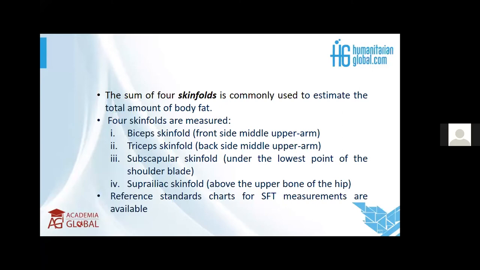So bicep skin fold. Then we also have the tricep skin fold. That's the backside of the middle upper arm. We have the subscapular skin fold just under the lowest part of the shoulder blade. Behind there, under the lowest point of the shoulder blade. If it is a lady, that is under the bra line there at the back. That is where we take those fats that are there and measure them. And then we have the suprailiac skin fold, which is above the upper bone of the hip. Those are some of the common ones.